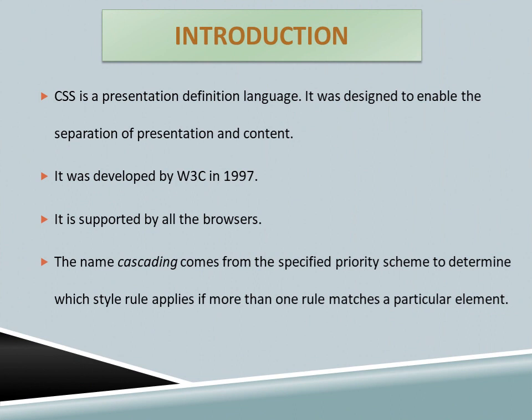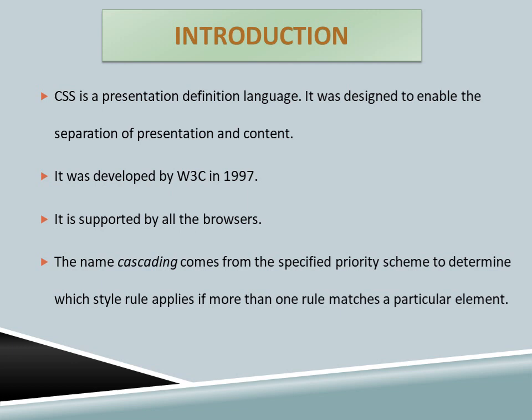What is CSS? CSS is basically a presentation definition language which is used to control the layout of HTML documents by attaching some styles to it. With CSS, one can apply styles such as colors of the text, set the margins, set the fonts, the style of fonts, background images, and give spacing between paragraphs also. It was designed by W3C, the World Wide Web Consortium, in 1997 to control the appearance of a web page rather than using HTML. So it was designed to enable the separation of presentation and content, and it's supported by all web browsers.